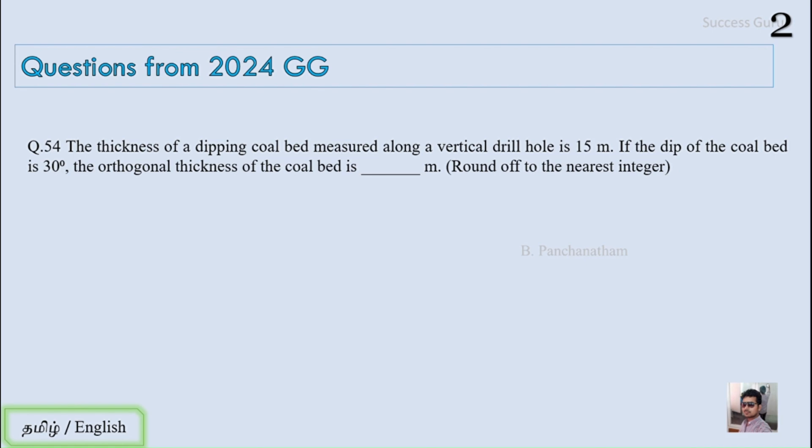Let us recall the basics: if a formation is horizontal, the vertical thickness is equal to the true thickness, but when the formation is inclined, as mentioned here at 30°, then we have two different entities, the vertical thickness as well as the true thickness. So we have the vertical thickness value and the dip of the formation, and we have to find the true or orthogonal thickness of that particular bed. That is what the question is. So let us try to solve it.